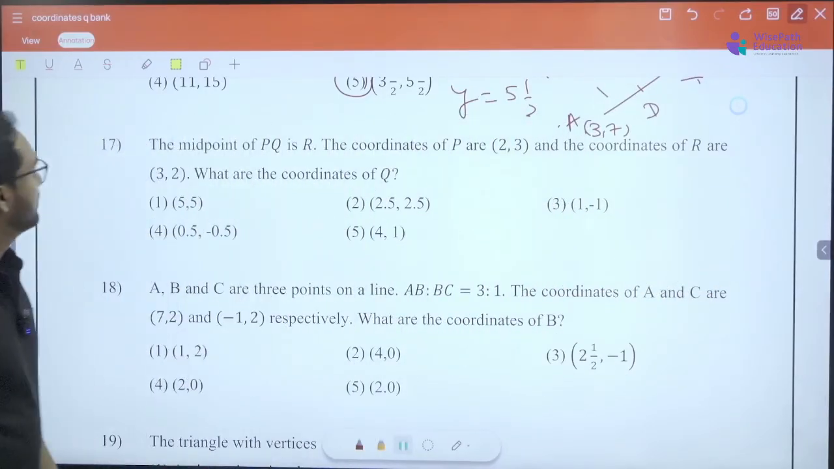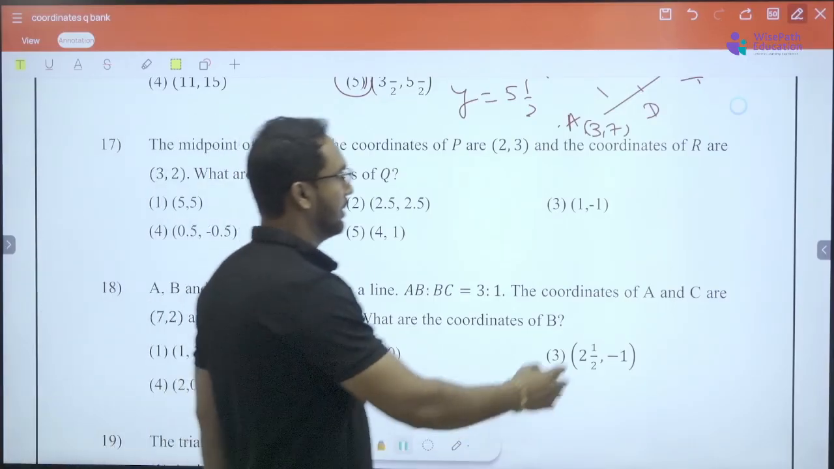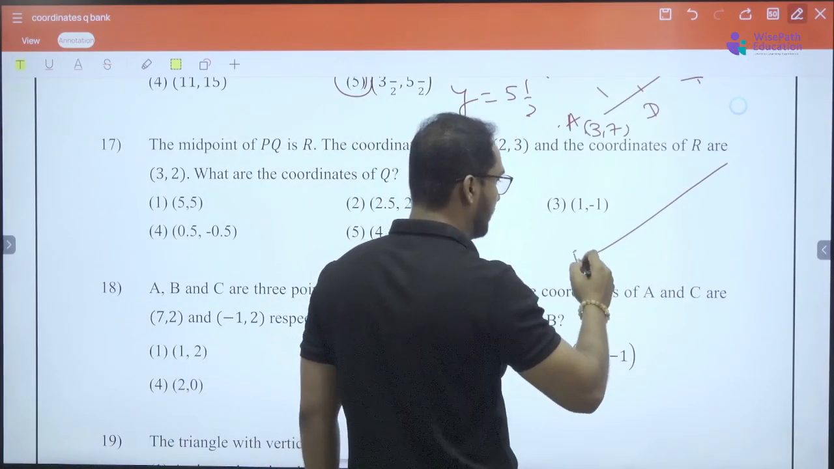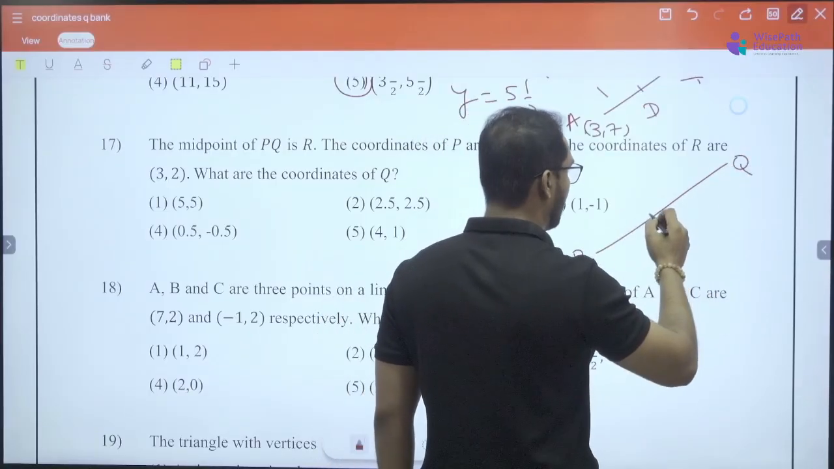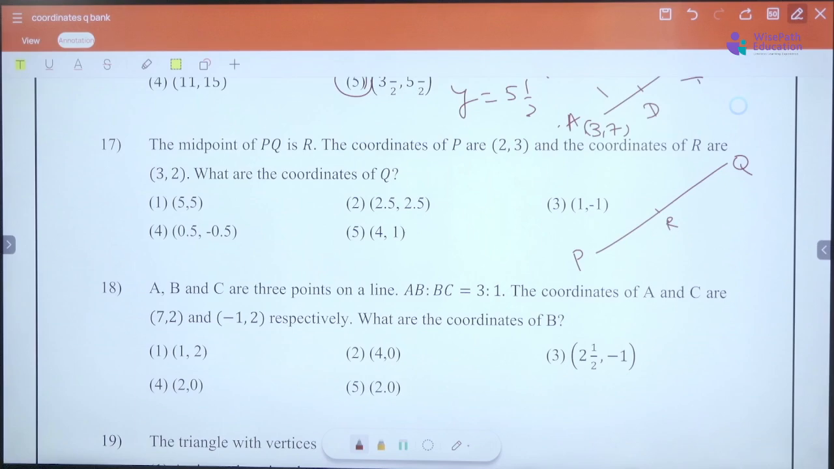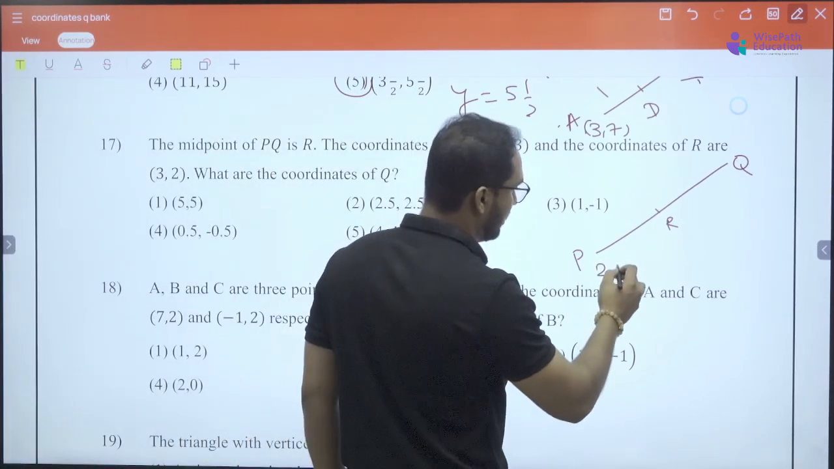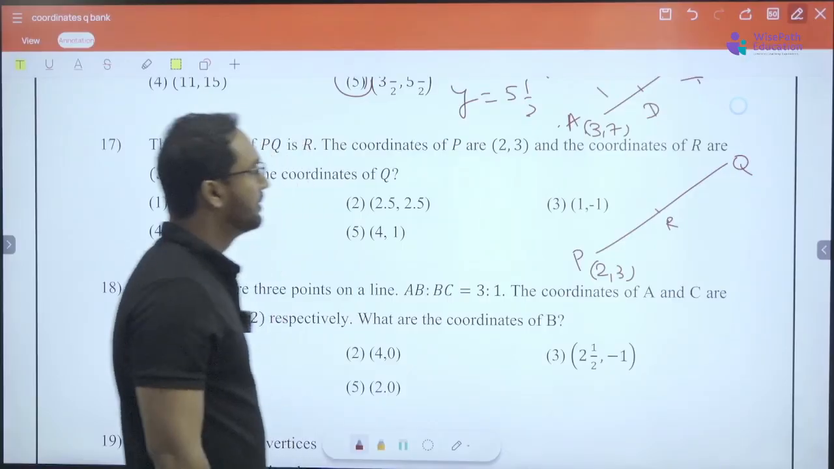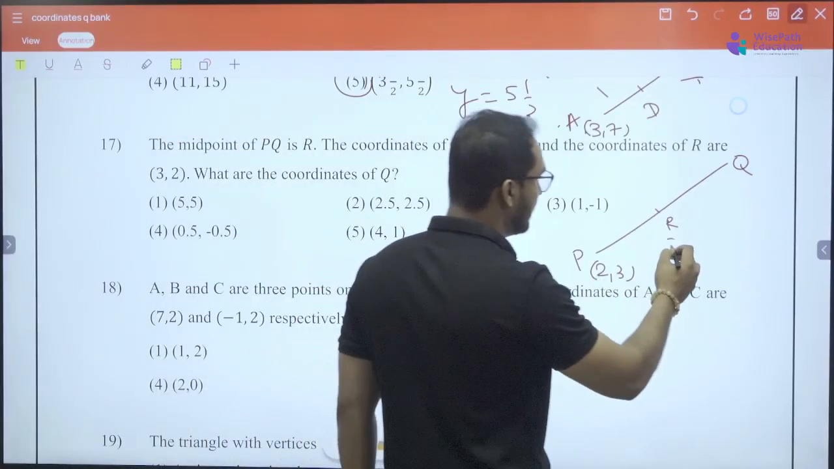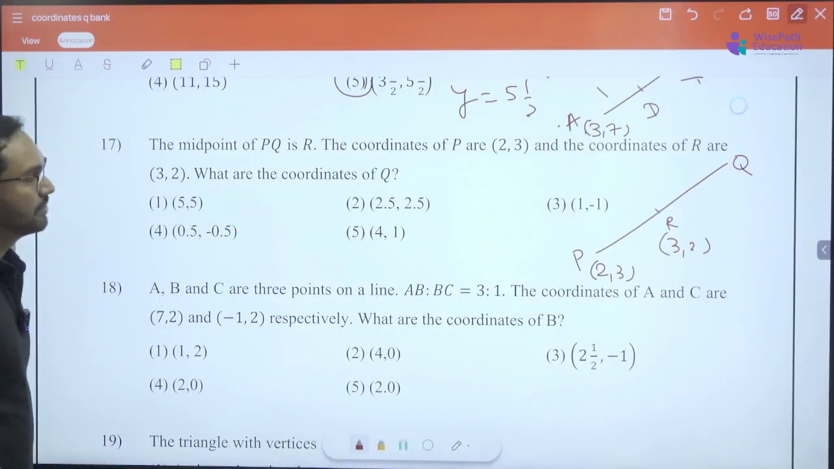Right. So they are asking, the midpoint of PQ is R. So I'll draw a line. The midpoint of PQ is R, right? The coordinates of P are 2 and 3, and the coordinates of R are 3, 2, right? So they are asking what are the coordinates of Q.